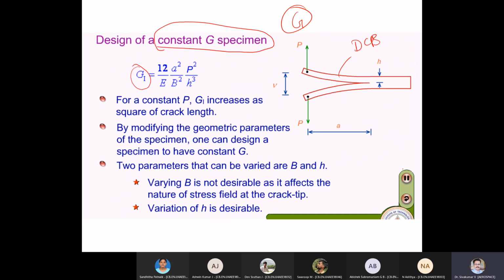So what to do to get the constant G? This is the formula, 12E by this one. For constant P, G1 increases with the square of the crack length. By modifying the geometric parameters of the specimen, one can design a specimen to have constant G. Because once you increase A, everything will increase.